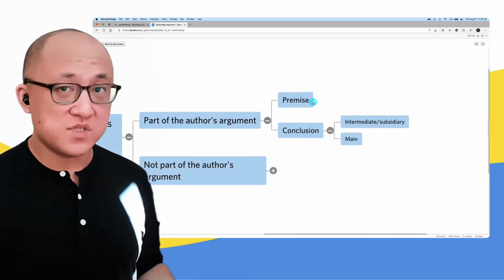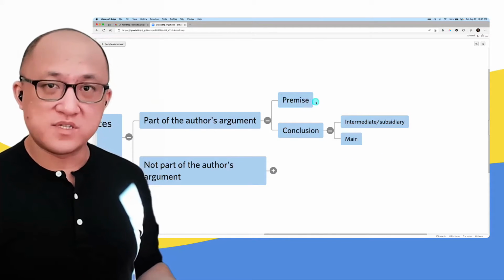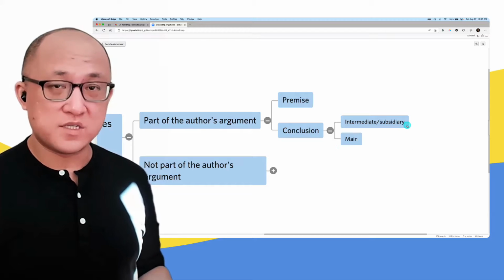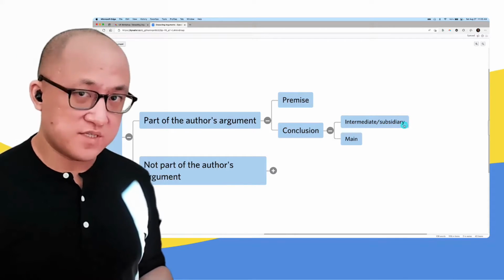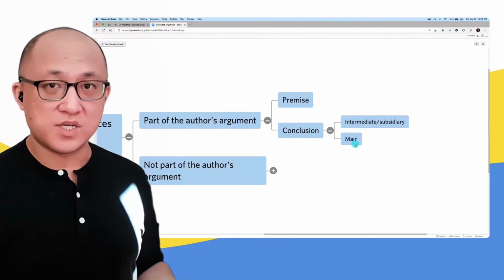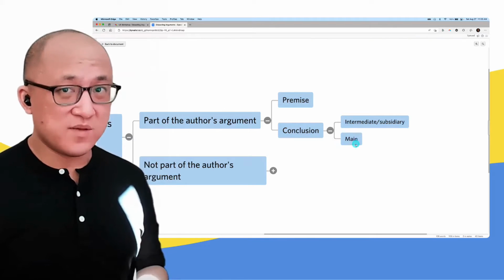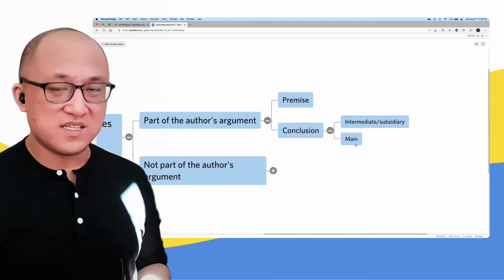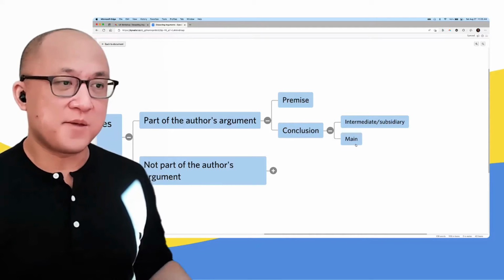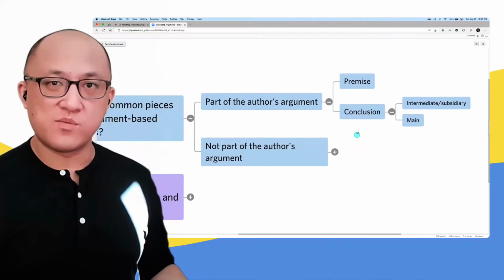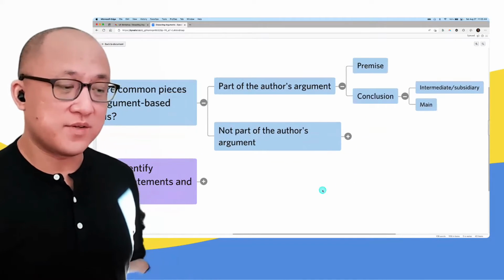Premise does not have support, goes on to support something else. Intermediate or subsidiary conclusion, it does have support of its own, but it also supports something else. And the main conclusion is something that is supported by other things, but it does not go on to help prove or establish something else. All right. So that's the most important part of a logical reasoning stimulus.